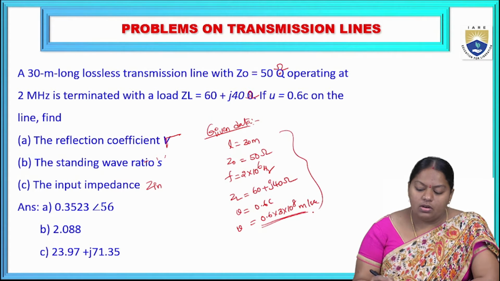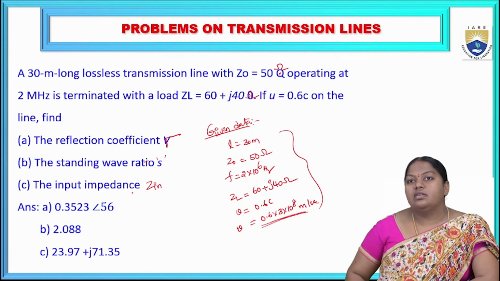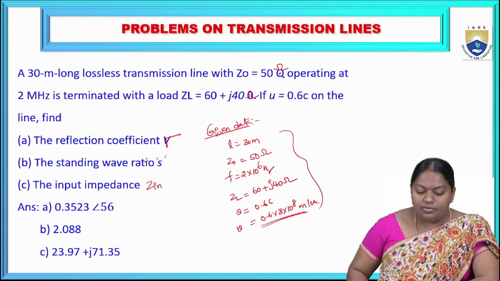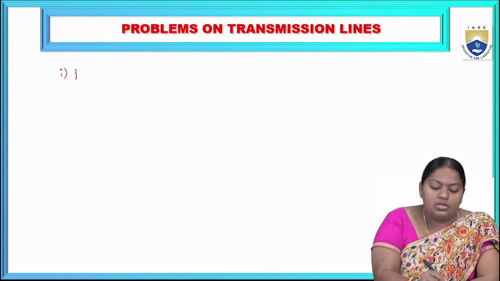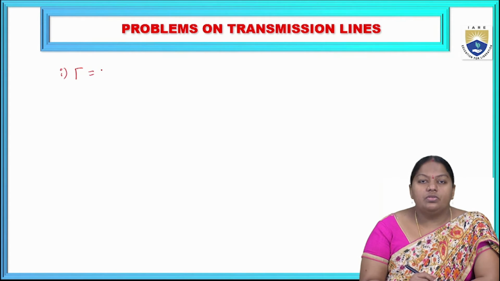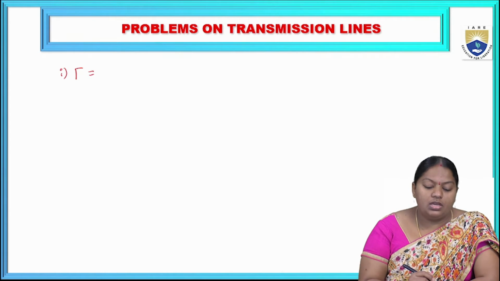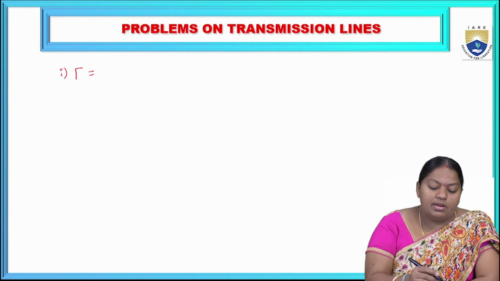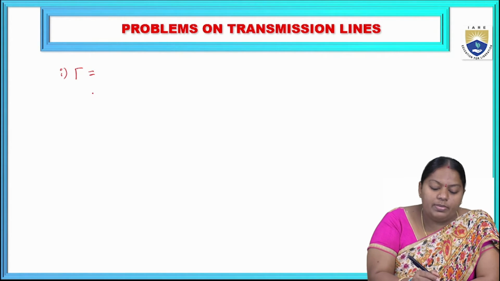Right? So from all the given data, first we will be evaluating the reflection coefficient gamma and the standing wave ratio S, and from this the input impedance Zin. To find the reflection coefficient first, the formula is as follows. As we know, it is the ratio of the reflected wave field strength to the incident wave field strength.